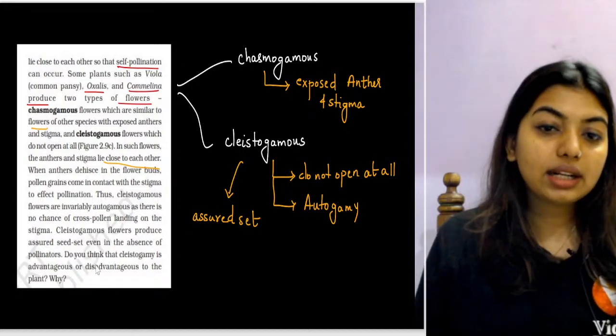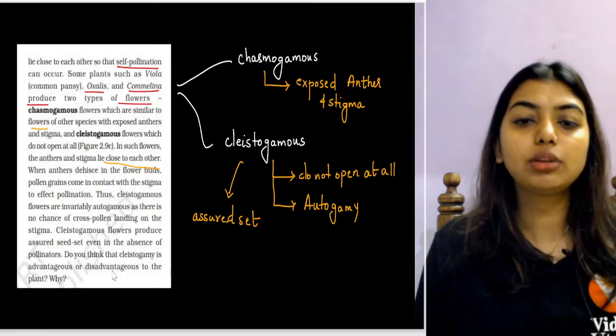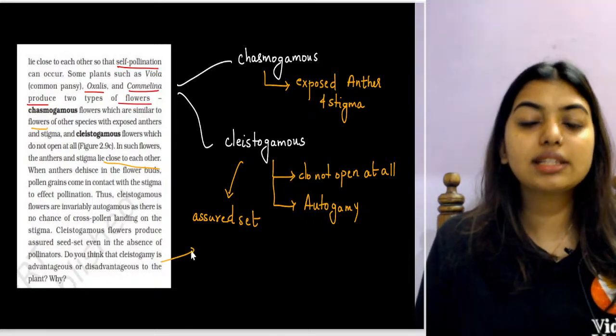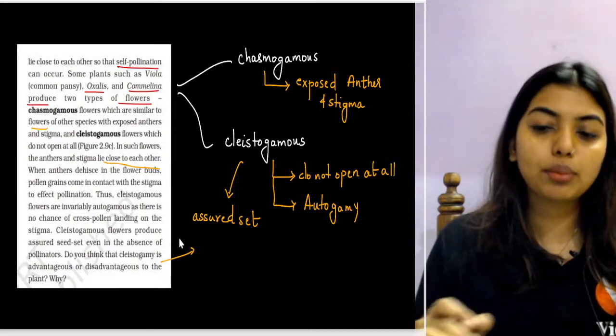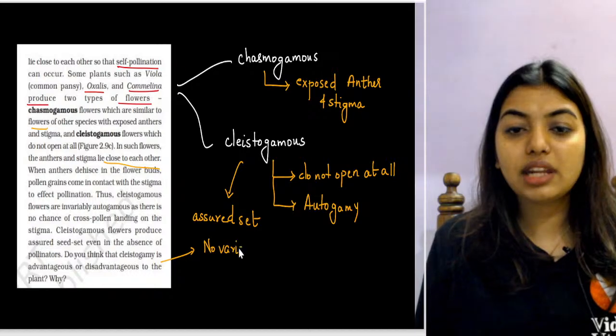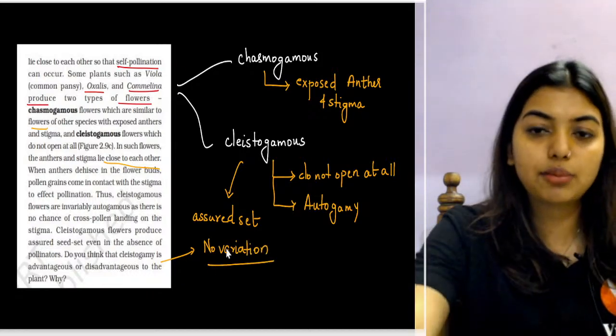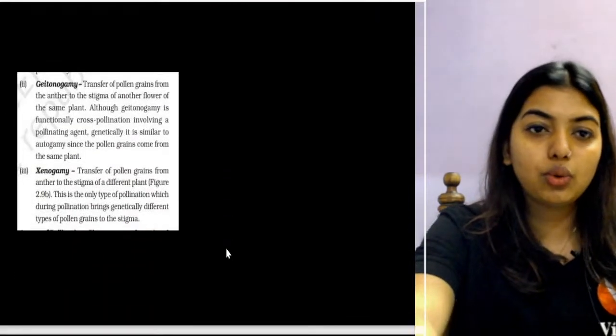So do you think that cleistogamy is advantageous or disadvantageous to the plant? Depends on the plant. Now the plant is making assured seed set, then it is an advantage only, it is not a problem for it. But the problem is there will be no variation. Wherever self pollination happens, there will be no variation, right? Wherever self pollination happens, there will be no variations.